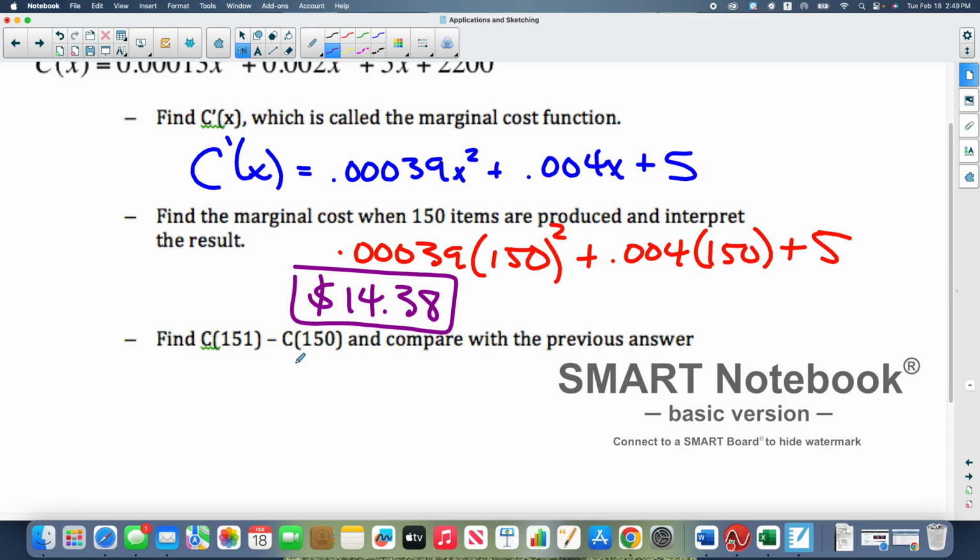And then I'm going to do this last one here. Now, I'm going to do this a little bit differently. I don't like the way that this one was set up. I'm going to change it just a little bit. I want to do C of 150 minus C of 149. I think we're just off a little bit on that one there.